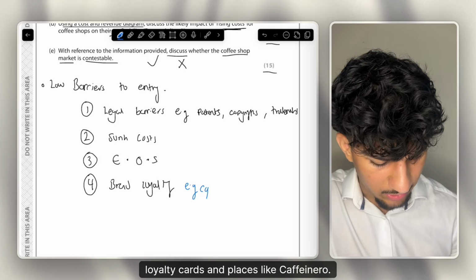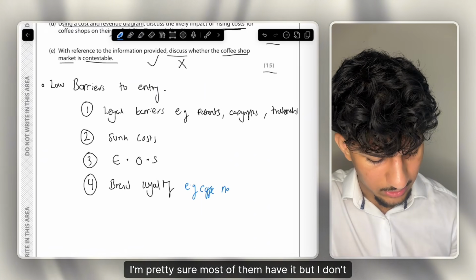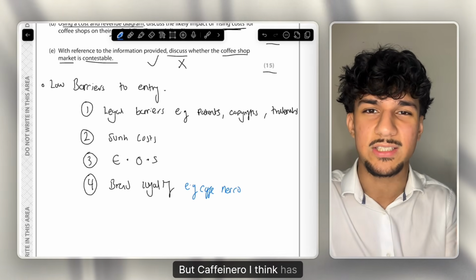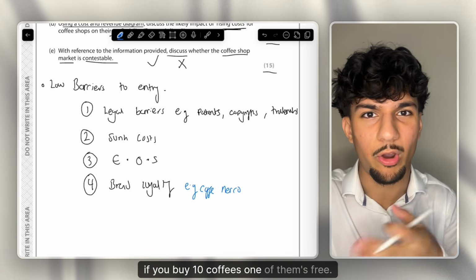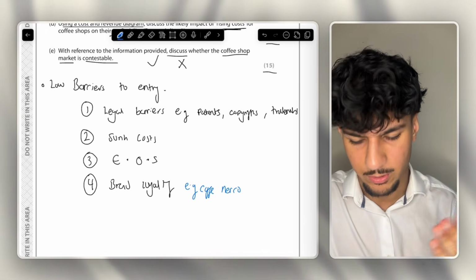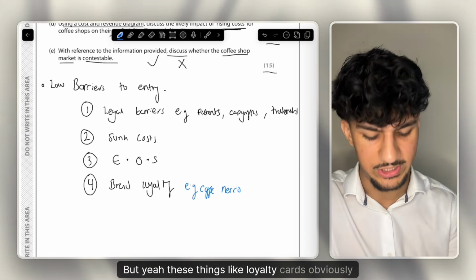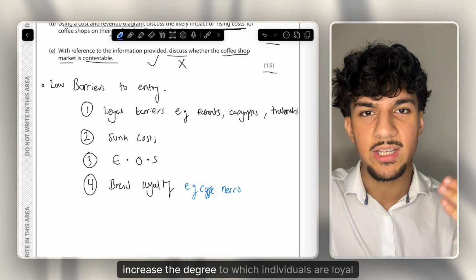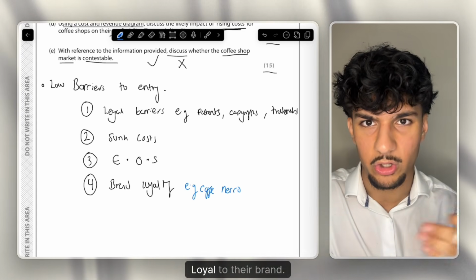And places like Caffè Nero, I'm pretty sure most of them have it, but I don't really go to many of the others. But Caffè Nero, I think, has it that if you buy 10 coffees, one of them is free. I'm sure Starbucks and Costa have something similar. But yeah, things like loyalty cards obviously increase the degree to which individuals are loyal to their brand.